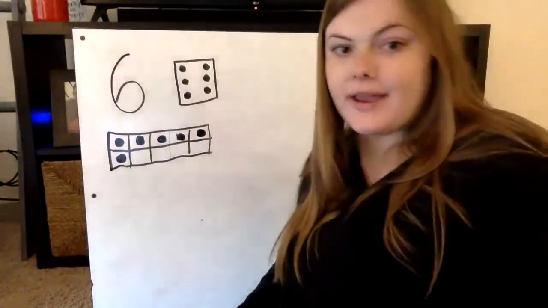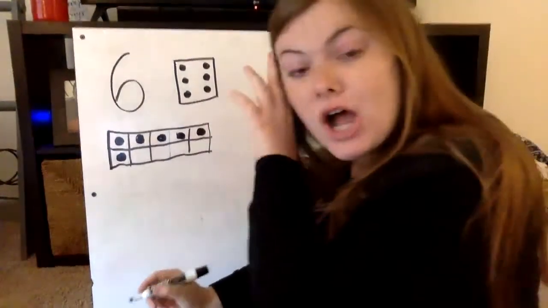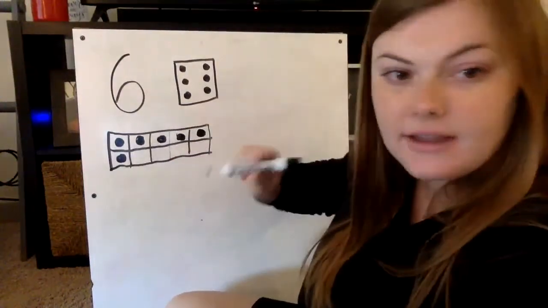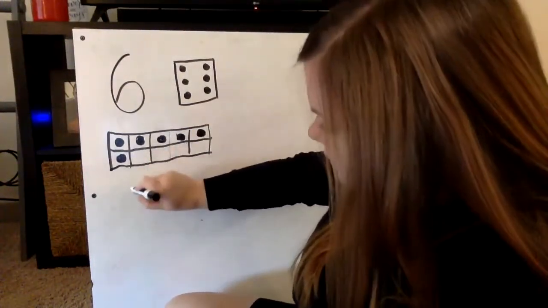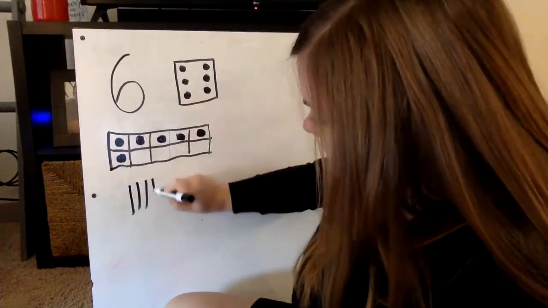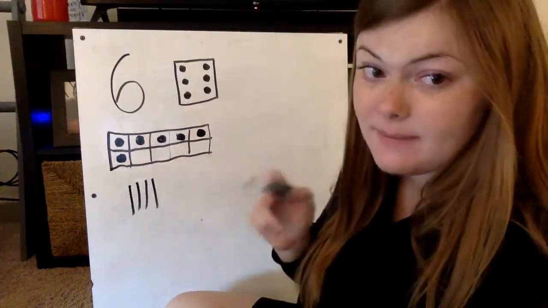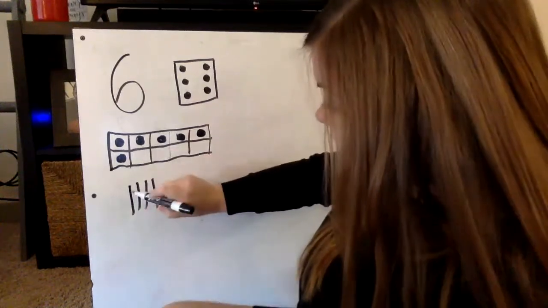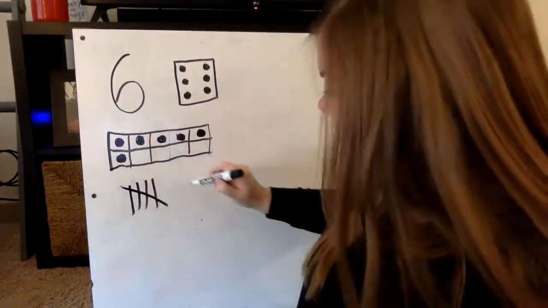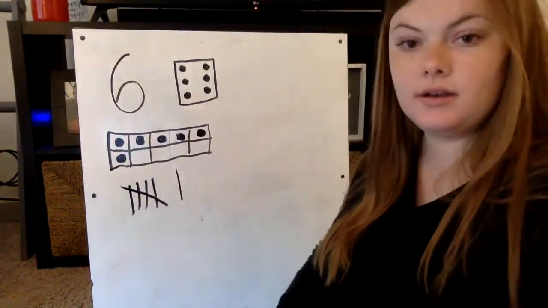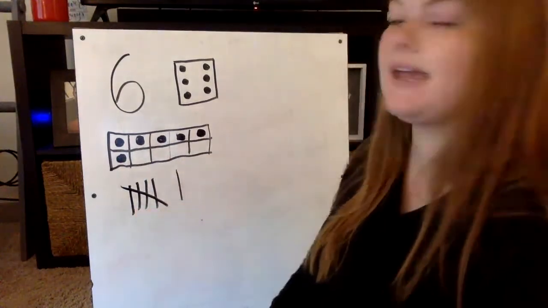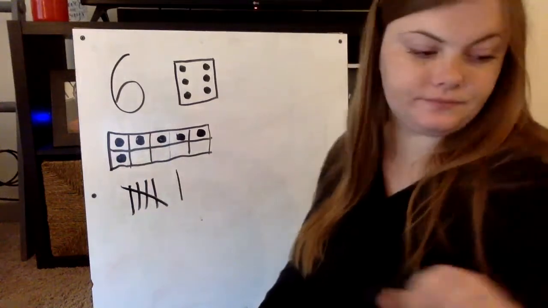And then the next way that we learned how to show our number is with our tally marks, right? So I want to draw 6 tally marks. And remember, they're just like lines. Ready? 1, 2, 3, 4. And our fifth one does something special. It does slanted. So 5, 6, right? 1, 2, 3, 4, 5, 6. I have 6 tally marks.